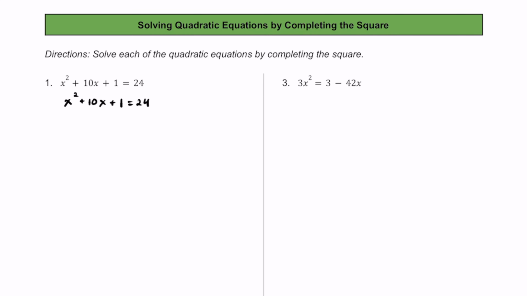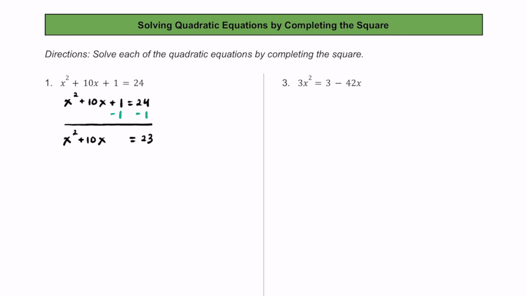Alright, so first thing we're always going to want to do is get all the constants to the same side. So we're going to go ahead and subtract 1 from both sides of the equation to get it to the right side. Once we subtract 1 from both sides, we're going to just have this x squared plus 10x on the left side of the equation. Now I'm going to leave a little blank here because we're going to have to complete the square in just a moment. And on the right side, 24 minus 1 is 23.